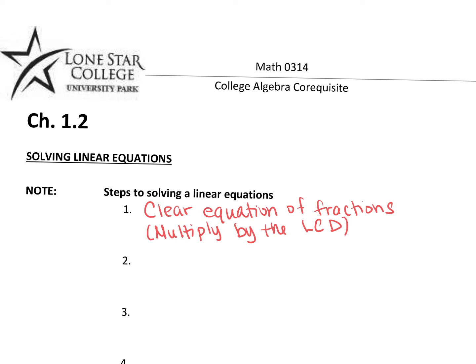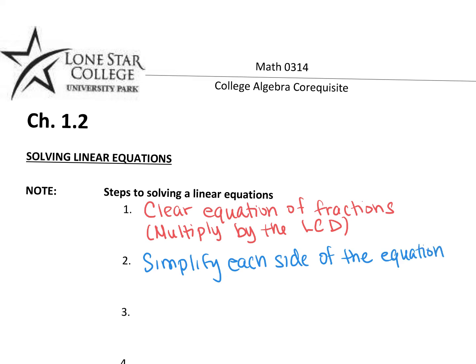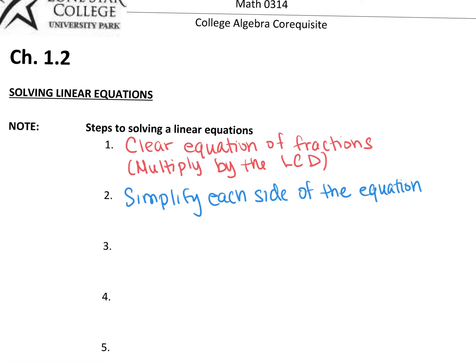Then we're going to simplify each side of the equation. And we do this by doing one of two things. If we have a grouping symbol with a number in front, we can use what's called the distributive property to distribute. Or if we have terms that have the same variable, we can combine like terms.